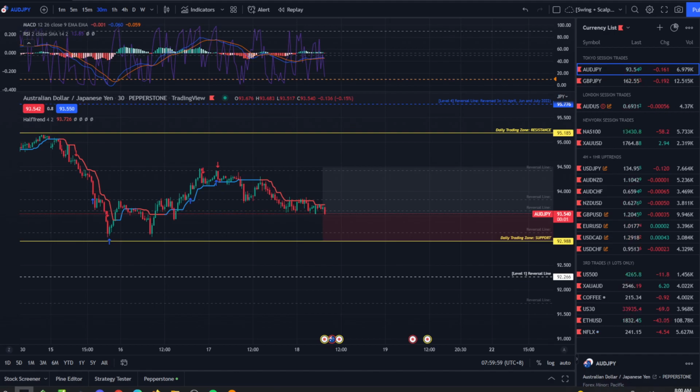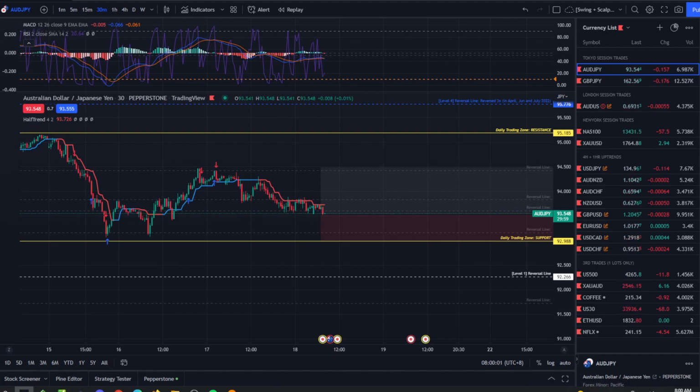Aussie Yen pairs, AUDJPY, will be shorts only. That's just for my notice. Actually, I'll know this later on anyway, so I don't need to do that.